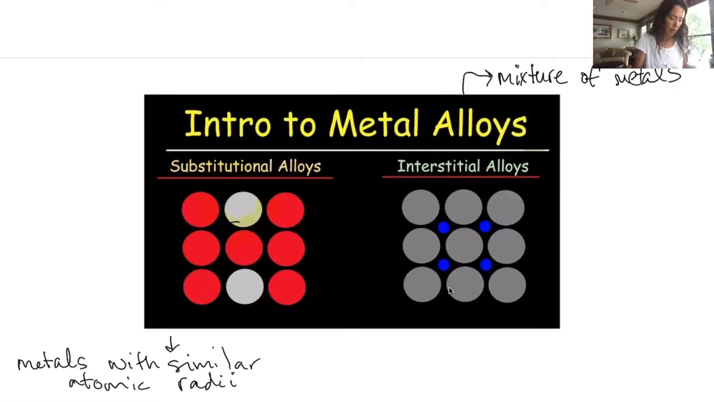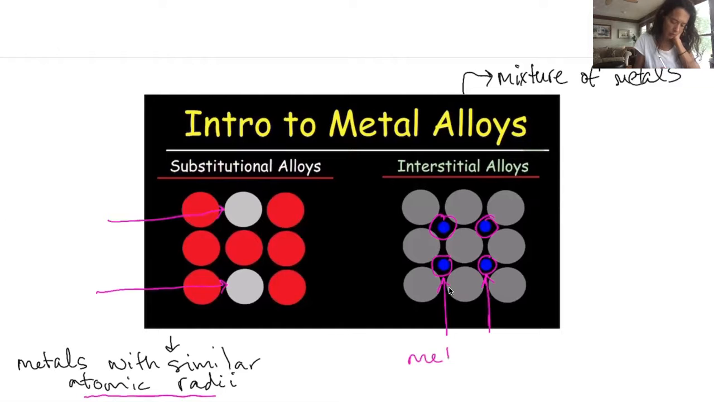I'm trying to draw on there, but you can't see that because it's black. That's okay. So what we have is where this atom here and this atom here is substituting the place of another atom with a similar atomic radii. And this atom here and this atom here are taking up the places inside of the larger atoms. So we call those interstitial, and that's what we have when we have metals with pretty different atomic radii, okay?